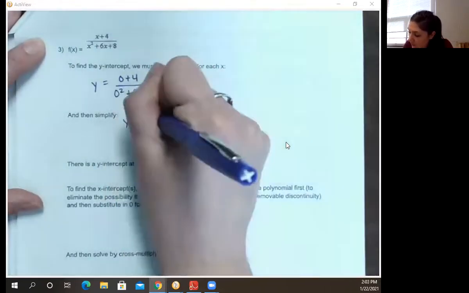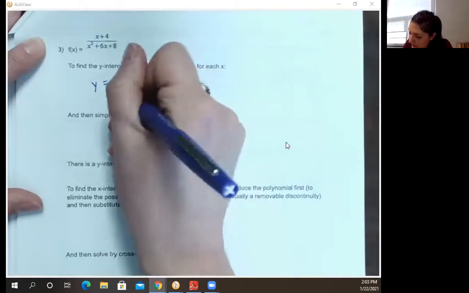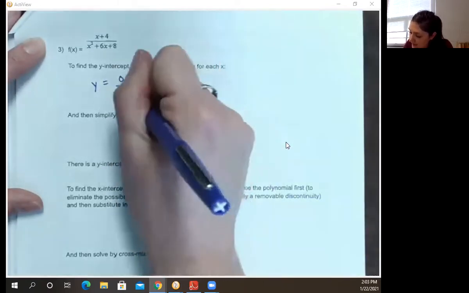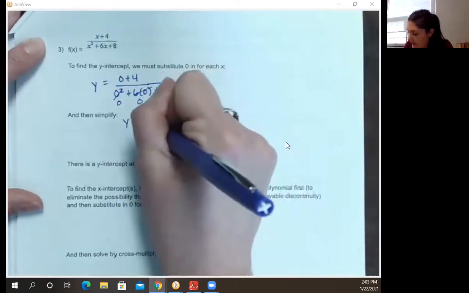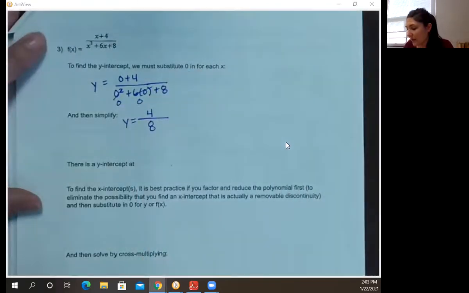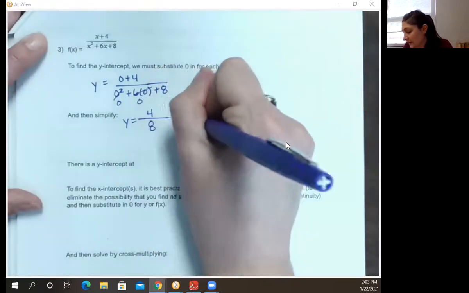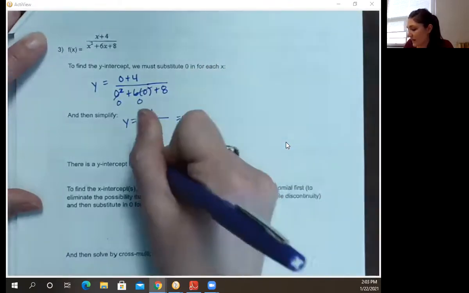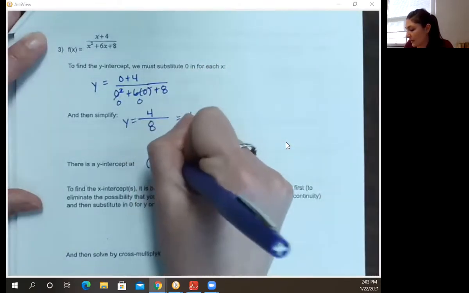So 0 plus 4 is 4. 0 squared is 0, plus 6 times 0 is 0, plus 8. Just leaves me with 8 on the bottom. And then 4 over 8 would reduce to 1/2. So we have a y-intercept at (0, 1/2).